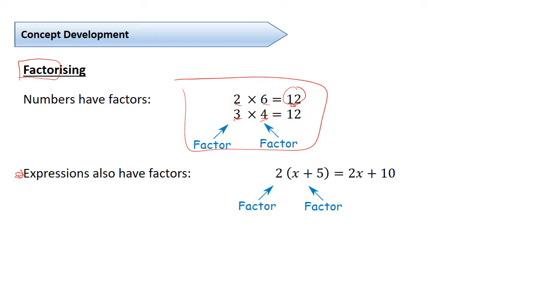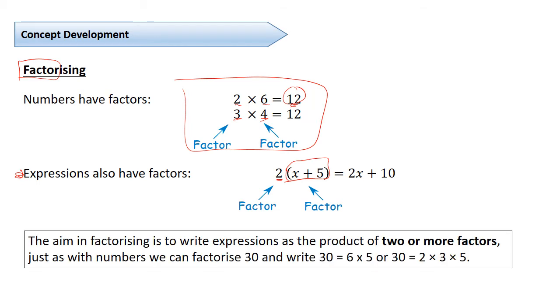So let's have a look at this second example here. It says expressions also have factors. For example, we can see here that we have 2 times bracket x plus 5 is equal to 2x plus 10. So it's very much the same idea. What are two numbers that multiply together to give us our answer? Well, 2 is a factor, and also x plus 5 is a factor.